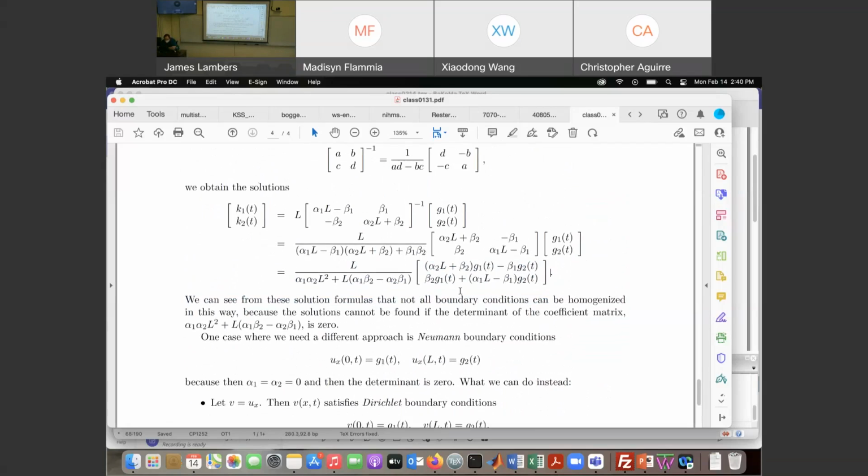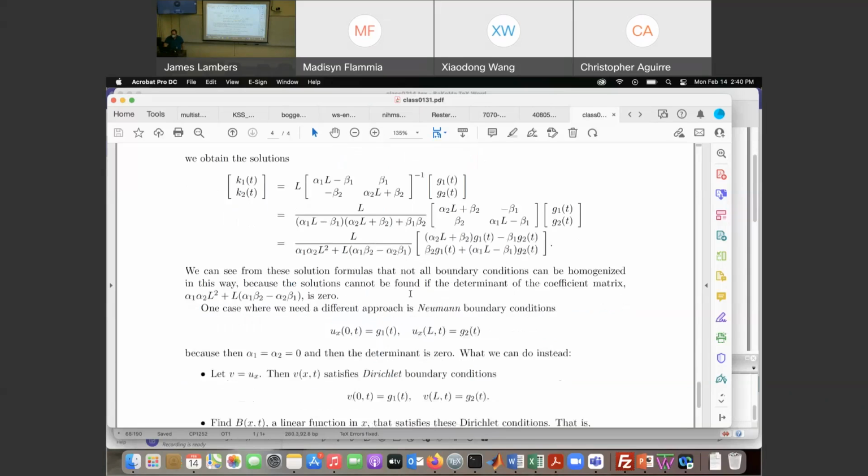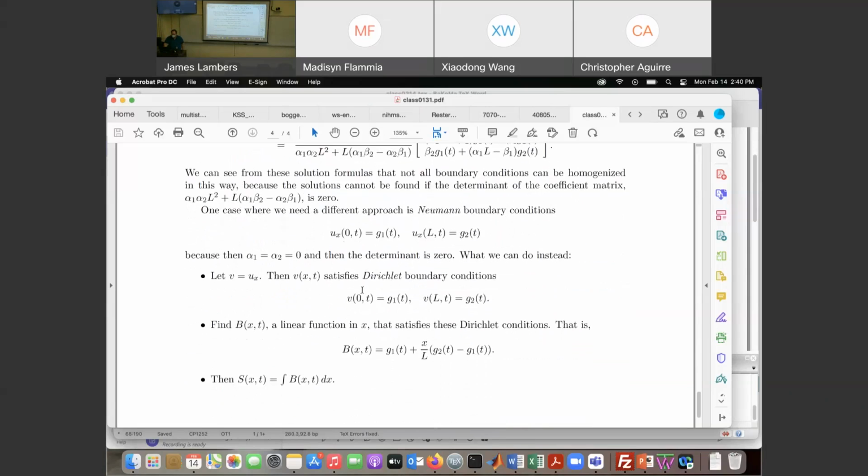One exception that comes up is if you have a type 3 or Neumann boundary condition at both ends, something like this. Then yes, the above procedure cannot apply because you will be dividing by 0 in this fraction. But here I give you an alternative as to how you can figure it out. You treat it kind of like a type 1 boundary condition, get your boundary function that way, and then take the integral of it, and then you're good to go.